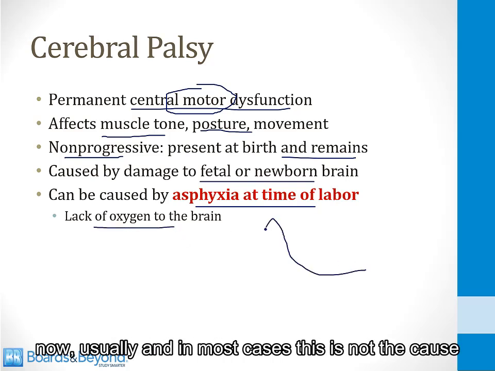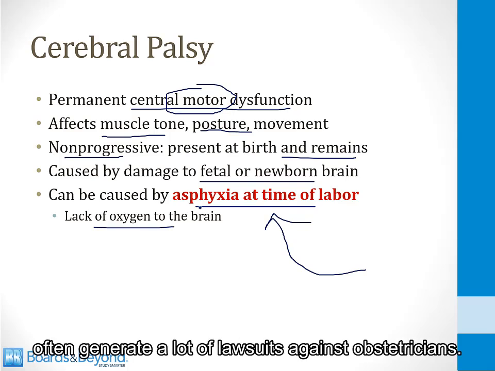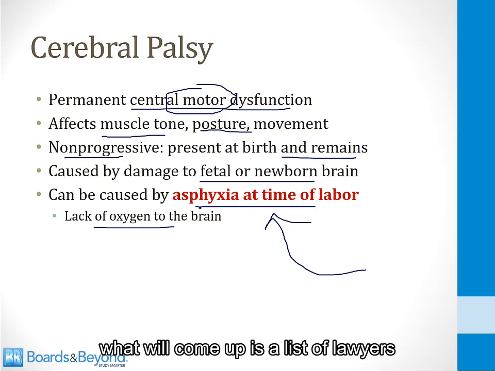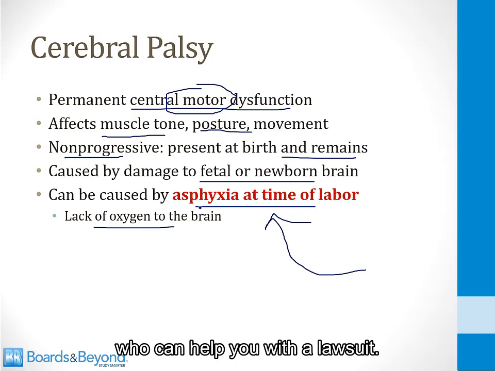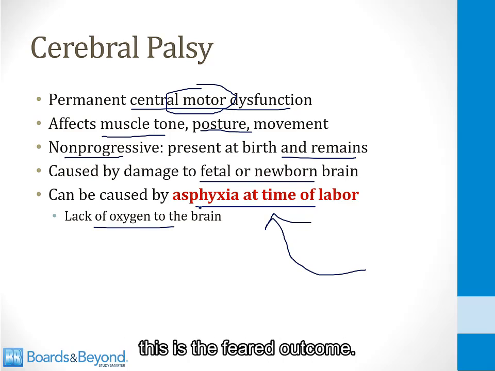Now usually, and in most cases, this is not the cause, but because this is a potential cause, children born with cerebral palsy often generate a lot of lawsuits against obstetricians. In fact, if you Google the word cerebral palsy, what will come up is a list of lawyers who can help you with a lawsuit. So this is what can happen in babies who have persistently low APGAR scores. This is the feared outcome.